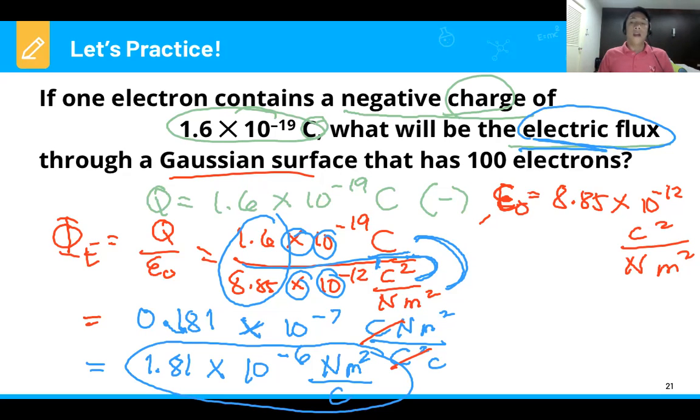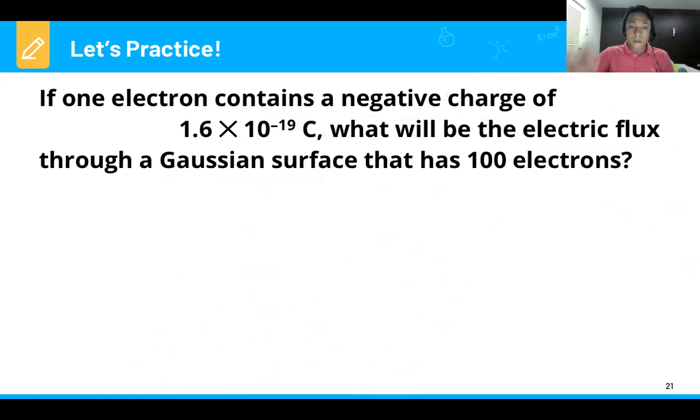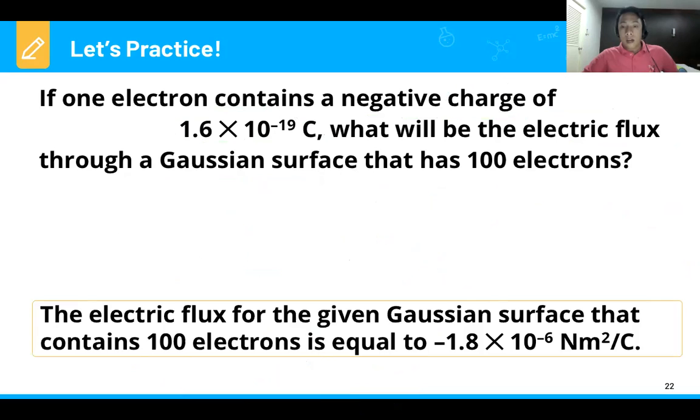Okay, copy. If you want to practice, then you can copy this one. Next one, let us check. So we are correct. We have 1.8 by 10 raised to negative 6 newton square meter over coulombs. I forgot to put the negative, because we have a negative charge, so automatically we will put a negative sign. Okay? So negative.